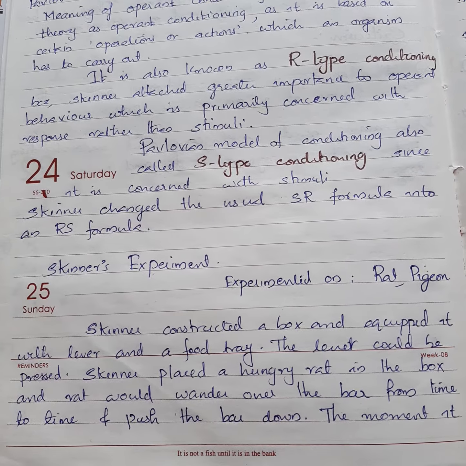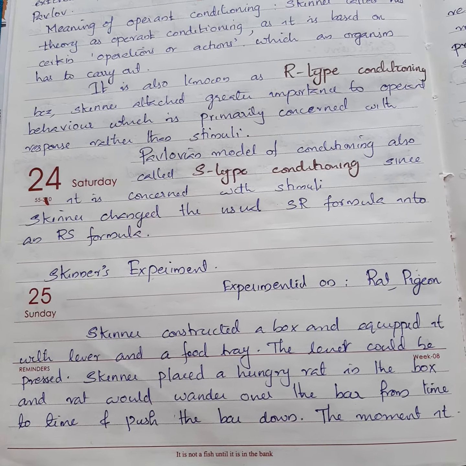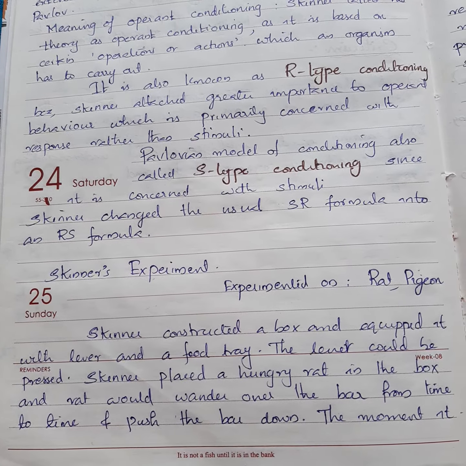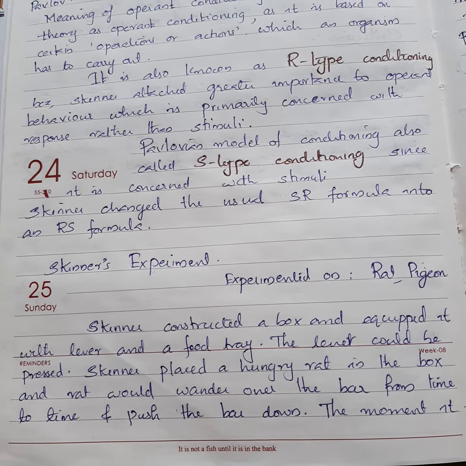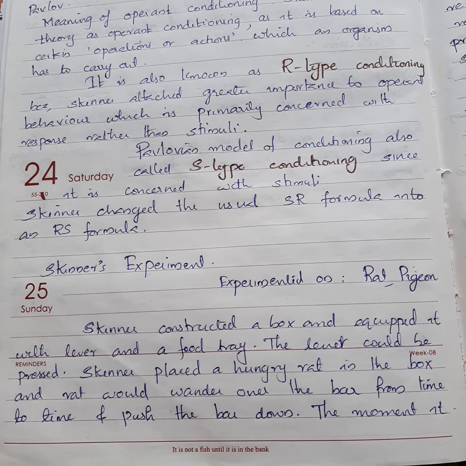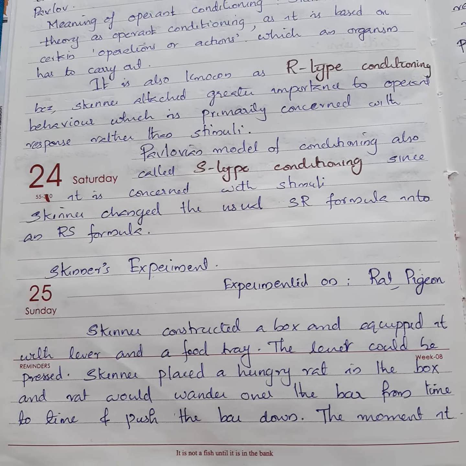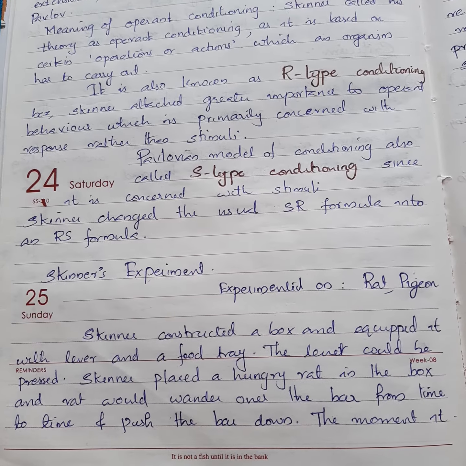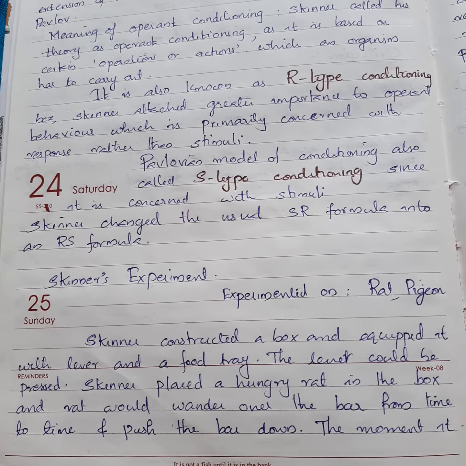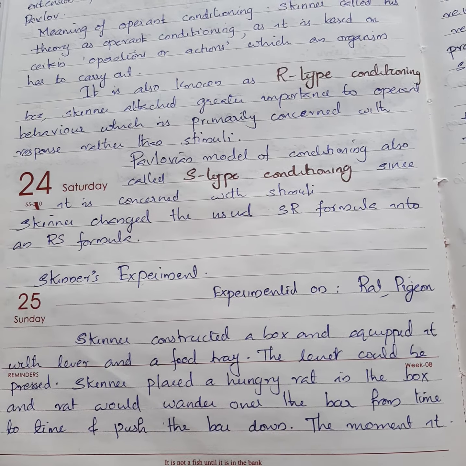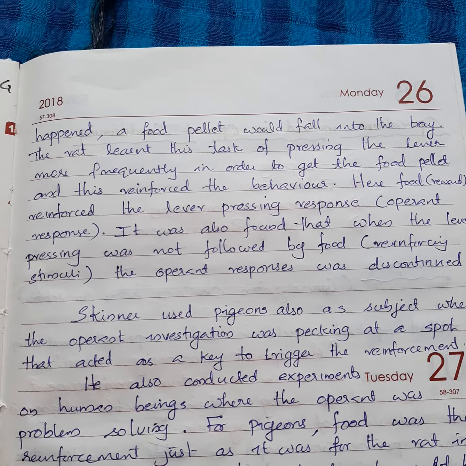Now let's learn about Skinner's experiment. The early experimental work by Skinner was carried out with rats pressing levers for food packets. Skinner constructed a box and equipped it with a lever and a food tray. The lever could be pressed. Skinner placed a hungry rat in the box and the rat would wander over the bar from time to time and push the bar down. The moment it happened, a food pellet would fall into the tray.